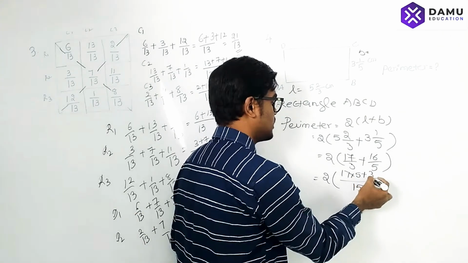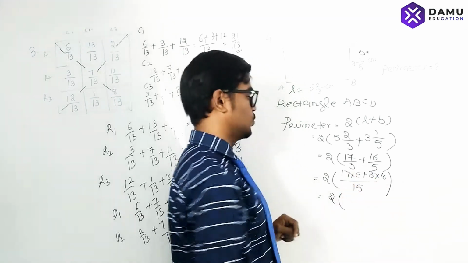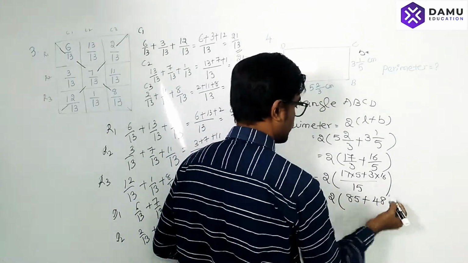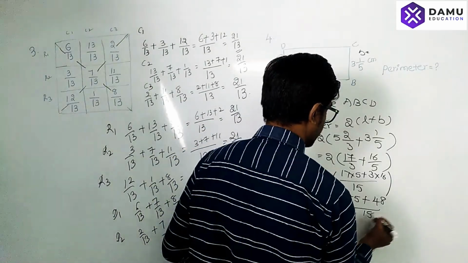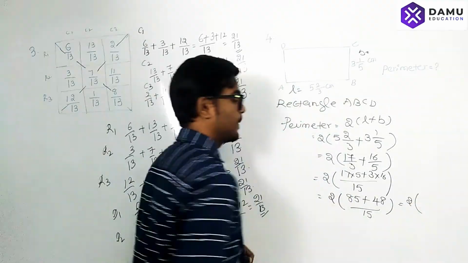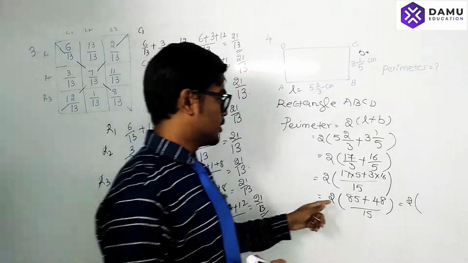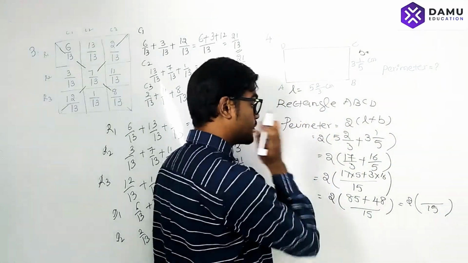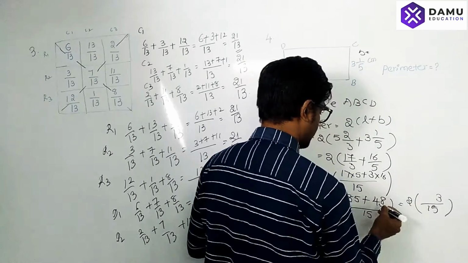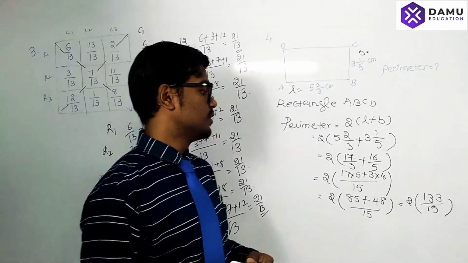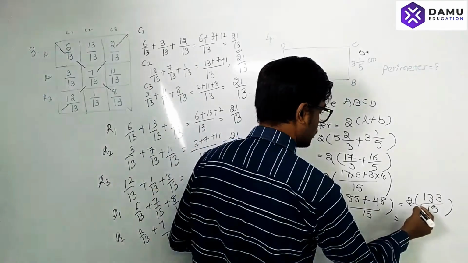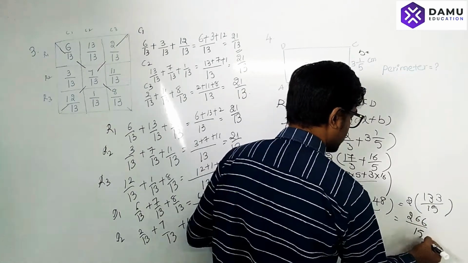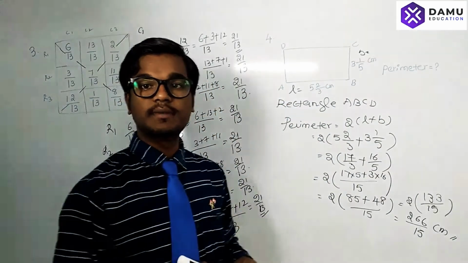So (2 into 5 plus 3 into 1) by 15, which is 10 plus 3 will be 13 by 15. Then 2 into 13 by 15 will be 26 by 15.